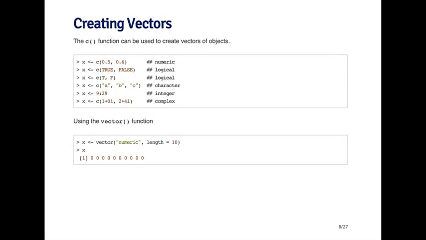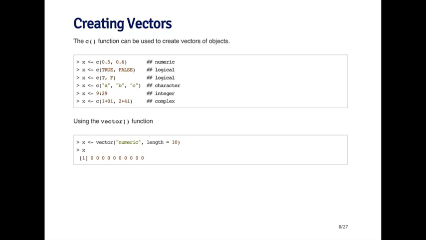So the C function is another function that can be used to create vectors of objects. And you can think of C as standing for concatenate, because it can be used to concatenate things together. So for example, I can create an object called x by concatenating 0.5 and 0.6, and that will give me a numeric vector of length 2, where the first element is 0.5 and the second element is 0.6.